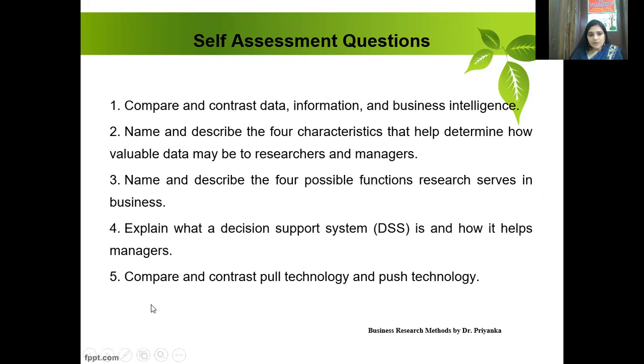Last is compare and contrast pull technology and push technology. What are these? Data and information can be delivered to customers or other end users via either pull or push technology. How? Pull technology refers to consumers requesting information from a web page, whereas push technology sends data to the user's computer without a request being made. Push means they are just pushing the data to the customers, and pull means they will get a request and only then will they provide the data.